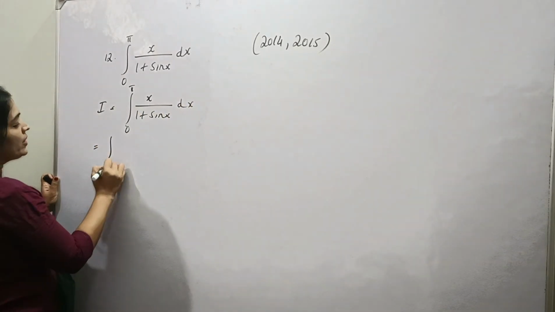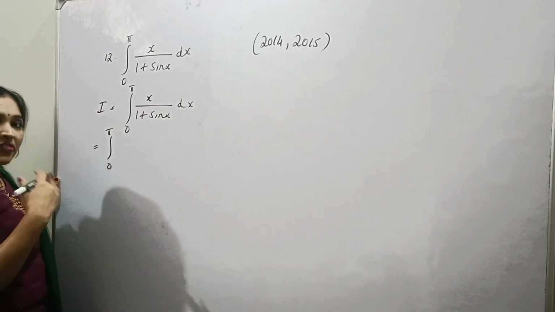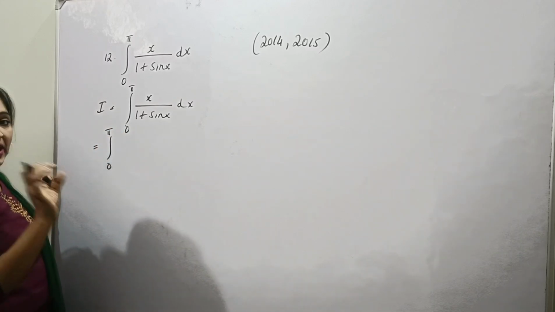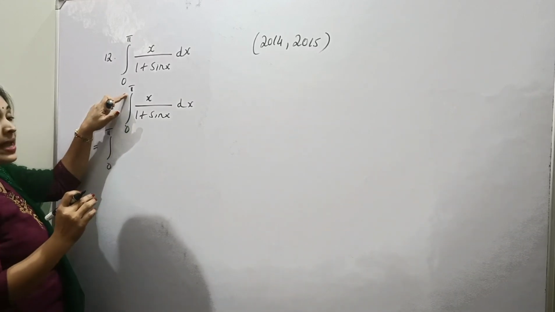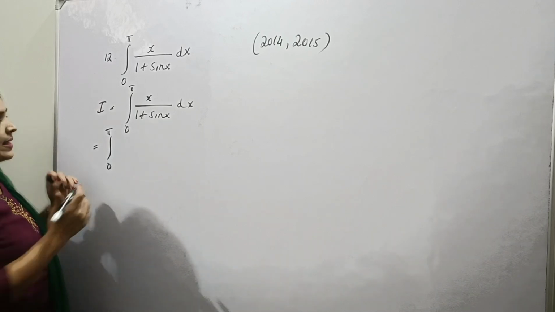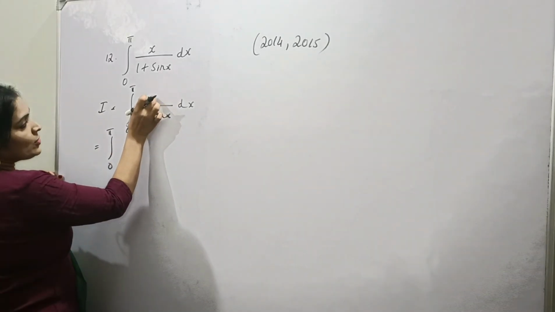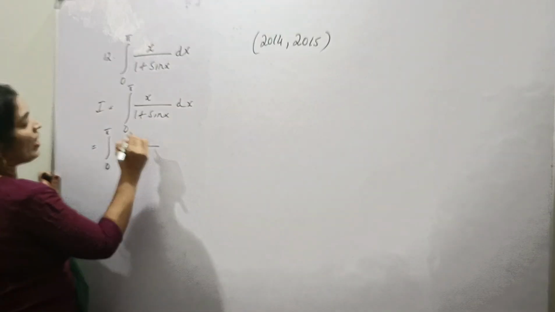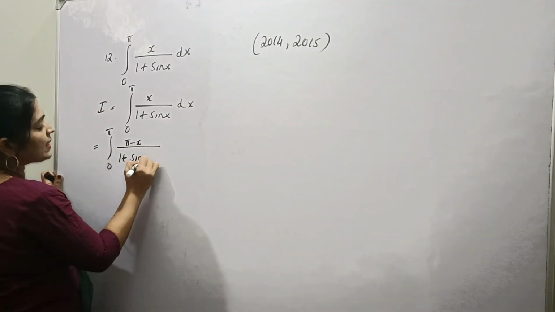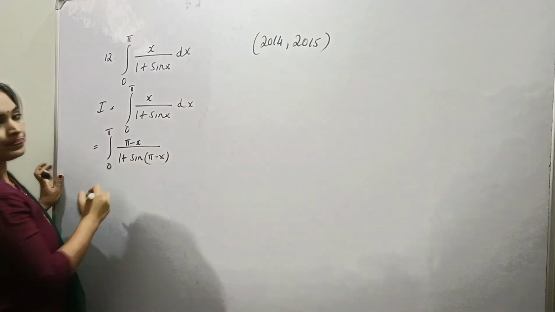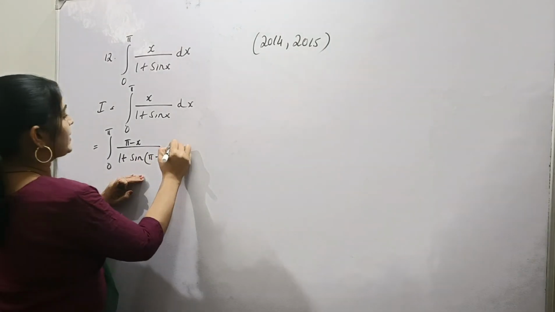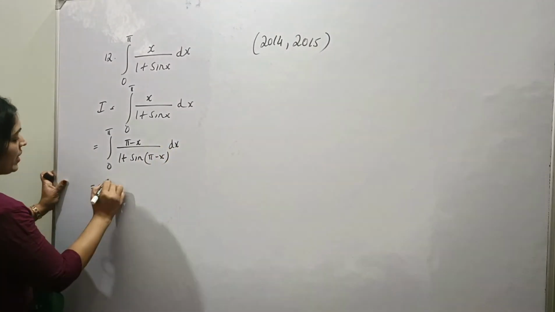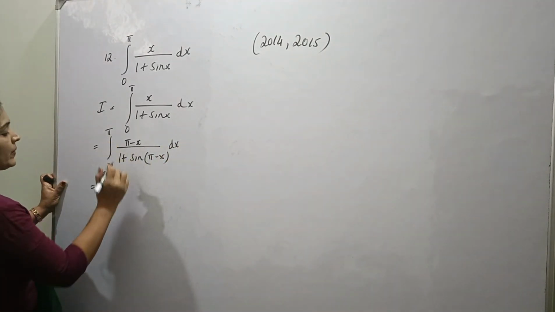So, it is equal to integral 0 to pi f of a minus x. In place of x, we should write a minus x. What is a here? Pi. So, in place of x, we should write pi minus x. Pi minus x divided by 1 plus sin of pi minus x, dx.